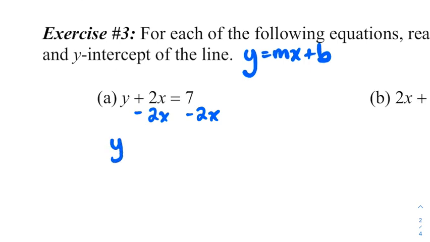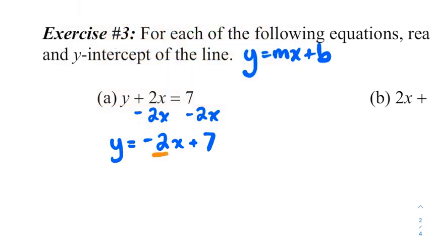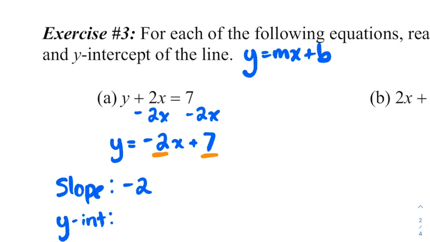And we have y equals negative 2x plus 7. Now that it's in this form, we could see that the slope is negative 2 and the y-intercept is 7. So our slope is negative 2 and the y-intercept is 7.